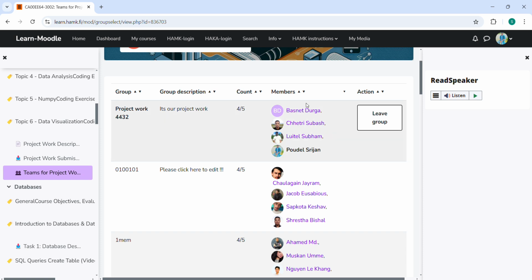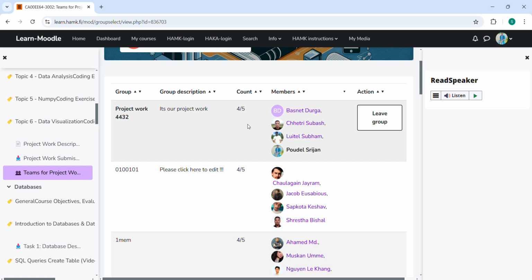We are Team Project Work 4432 and we are excited to present our project on data analysis. Today we will walk you through the different stages of our work including data processing, statistical analysis and data visualization.